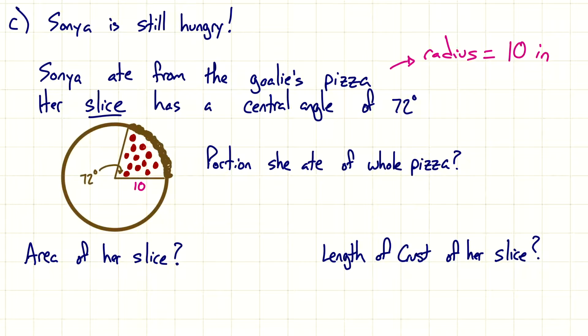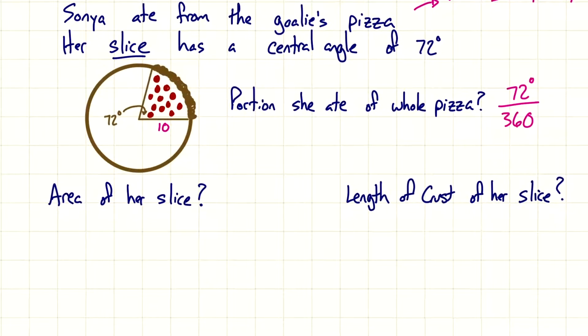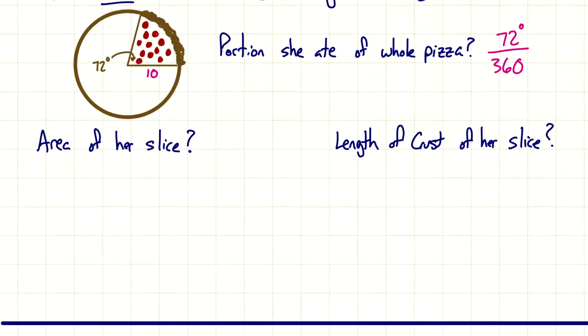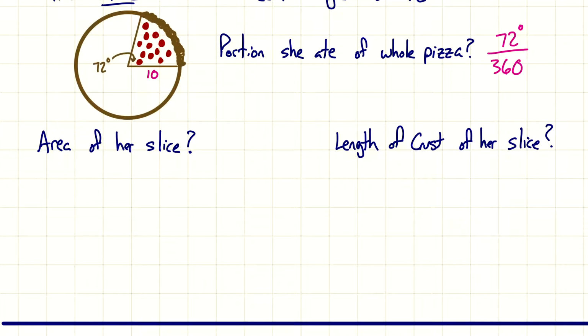All right, so let's see if you got this correct. We're looking out of 360 degrees, we're going to say this is 72 over 360. So that's how much pizza she ate. 72 out of 360. All right, so we're going to use that information to calculate the area of this bigger slice she just ate and the length of the crust that she ate. So let's see, area of the slice.